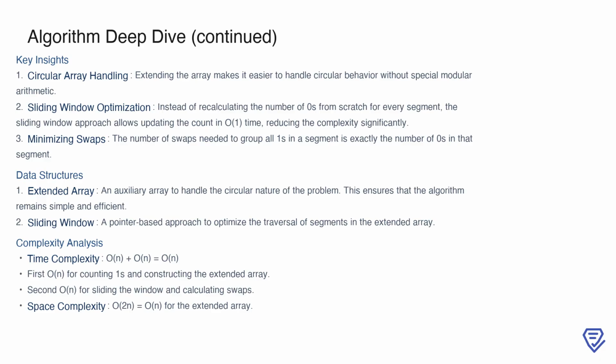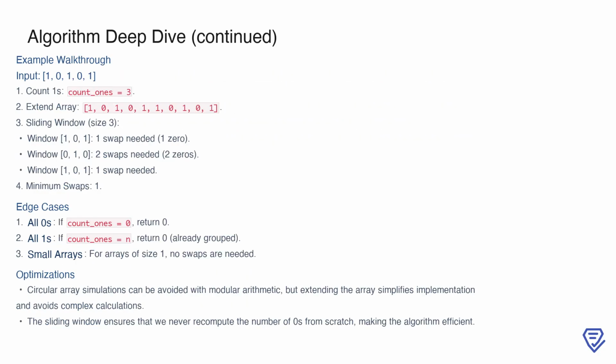In terms of data structures, the extended array facilitates the handling of circular behavior, while the sliding window ensures efficient computation. When analyzing complexity, the algorithm runs in O(n) time, with one pass to count the ones and another to process the sliding window. The space complexity is O(n) due to the extended array, but this can be considered efficient given the problem constraints. Let's consider an example to understand the process clearly.